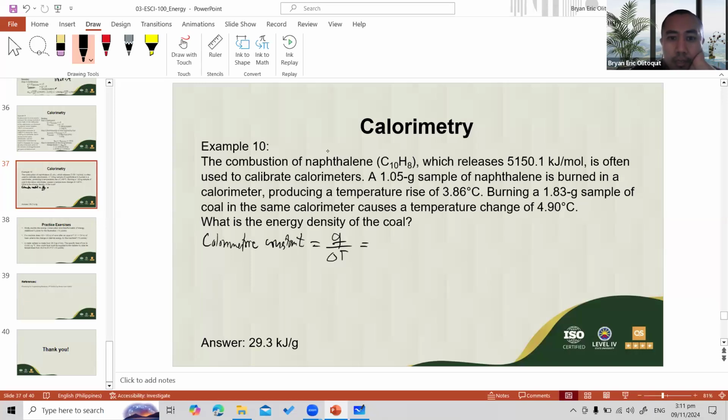So, let's look at the 1.05 gram sample. So, we have the mass of 1.05 grams and then we are also given the specific heat in terms of moles. So therefore, we first convert this to moles. So C10H8, for carbon, what is the specific heat? Specific heat, molar mass.